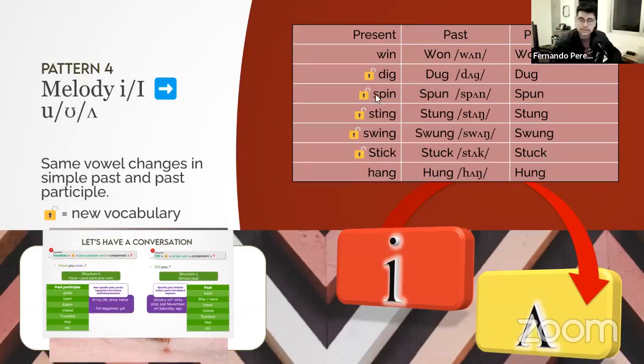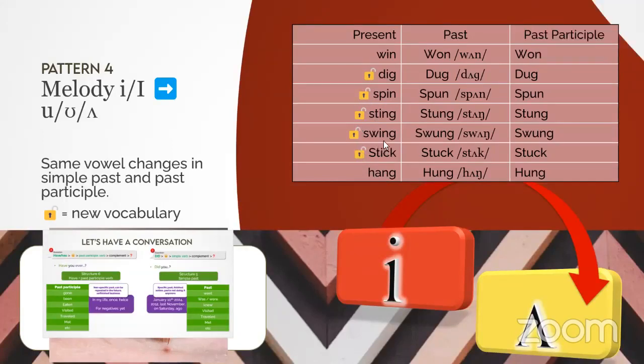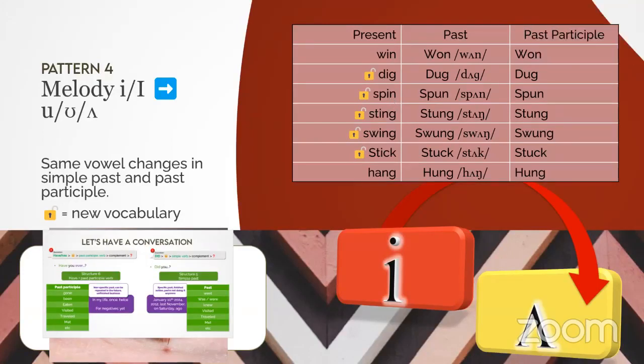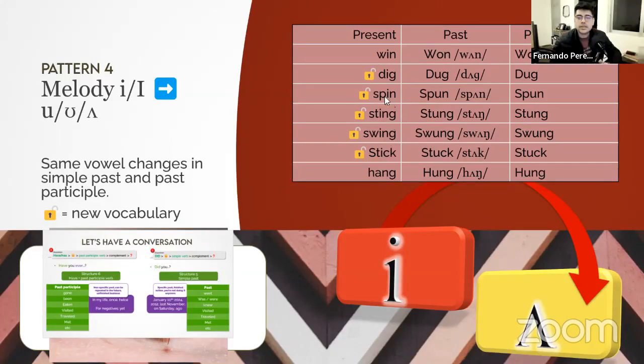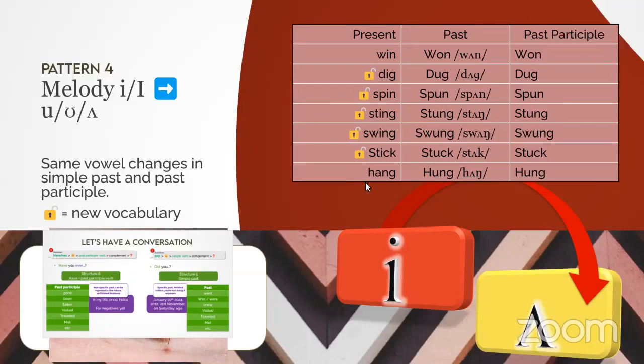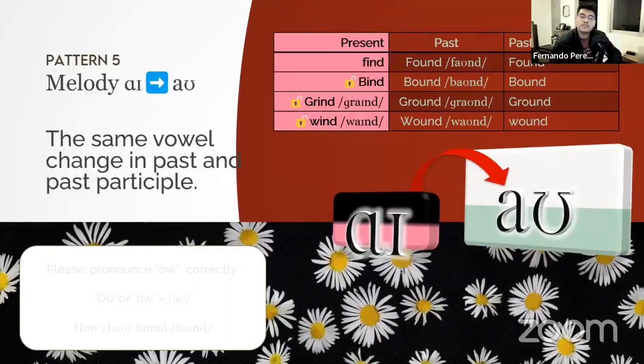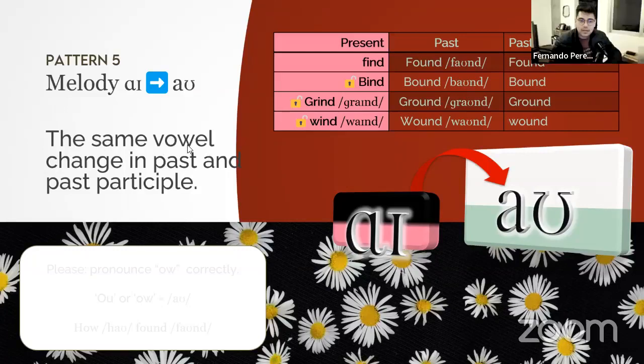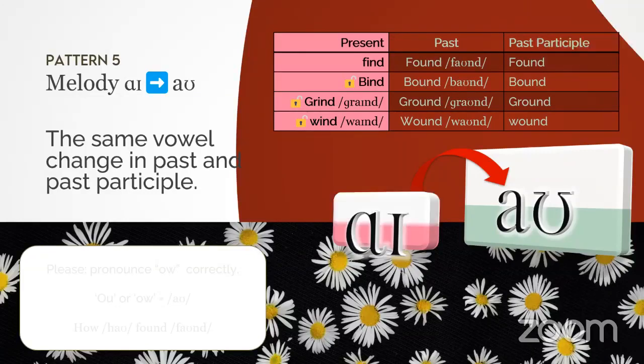Awesome. The rest of the words, of course, are new, but they are not very relevant. The rest of the words are very, very specific matters. Probably B2, C1. They are not important at this moment. Just remember these are examples. I want to exemplify pattern 4. Now, let's continue to pattern 5. Pattern 5: the same vowel change in past and past participle. Do you understand this? Yes. Everybody understands?